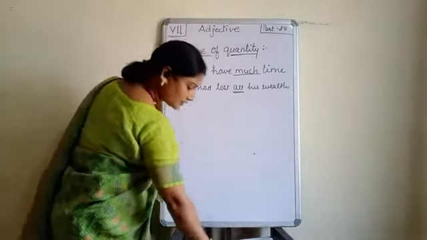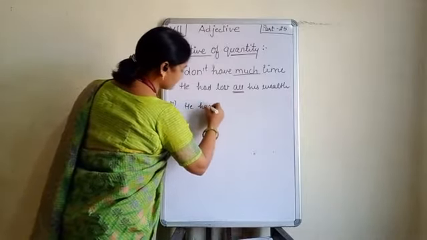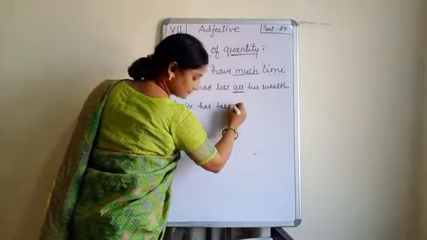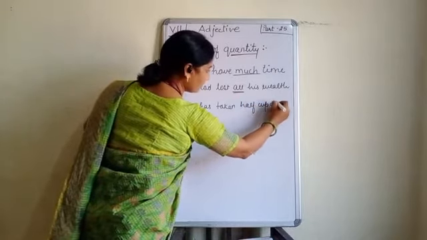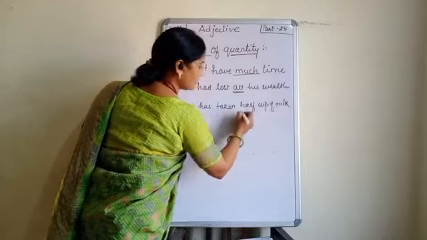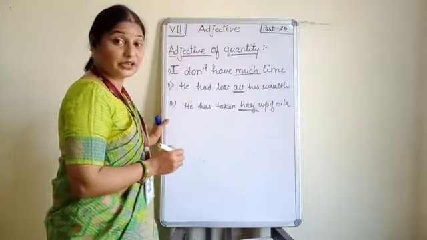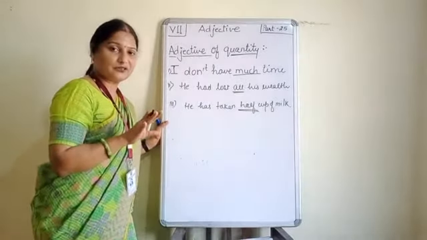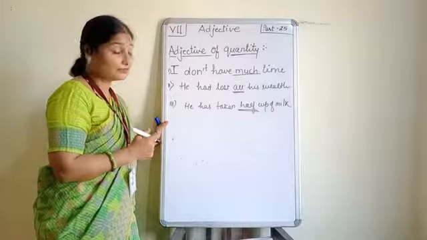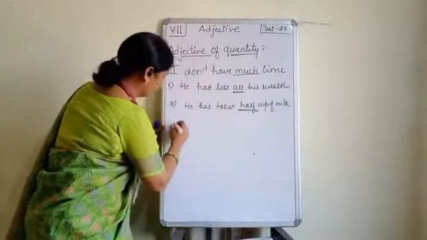Point number 3. He has taken half cup of milk. This half is also not the exact quantity. Okay. Now for a big cup, half is different. For a small cup, half is different. So he has taken half cup of milk.